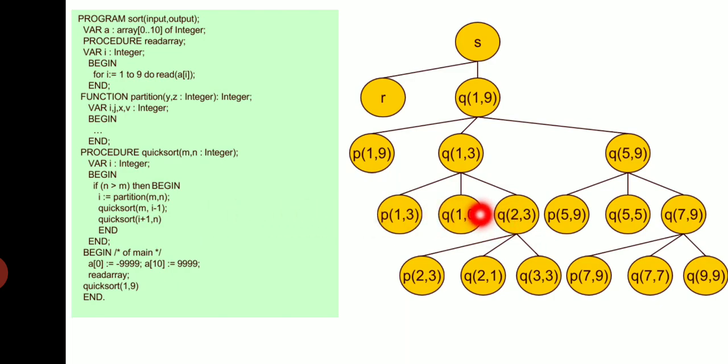In the case of q of 1 comma 0, there are no further branches because it cannot create more branches because of the condition here. If it needs to again invoke partition, n should be greater than m. In this case, n is less than m. That is why it has no further branches. So depending upon the flow of this program, the activation tree can be represented.